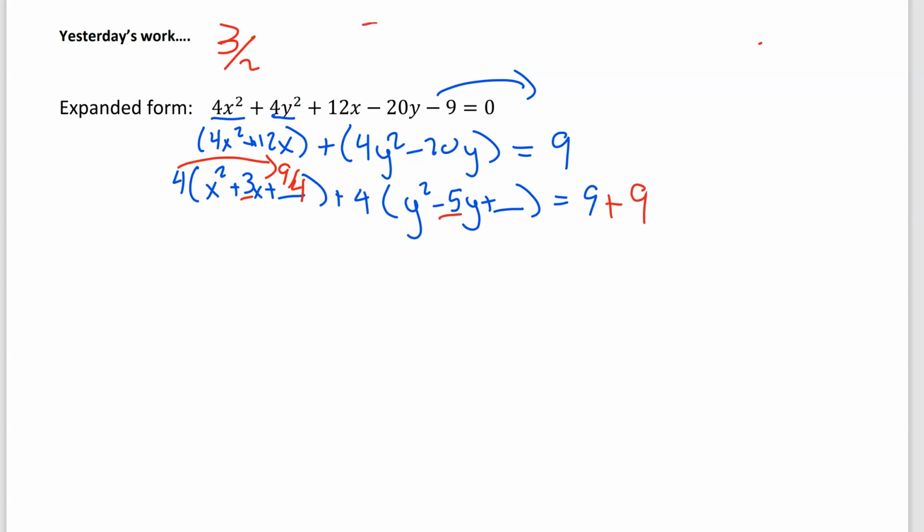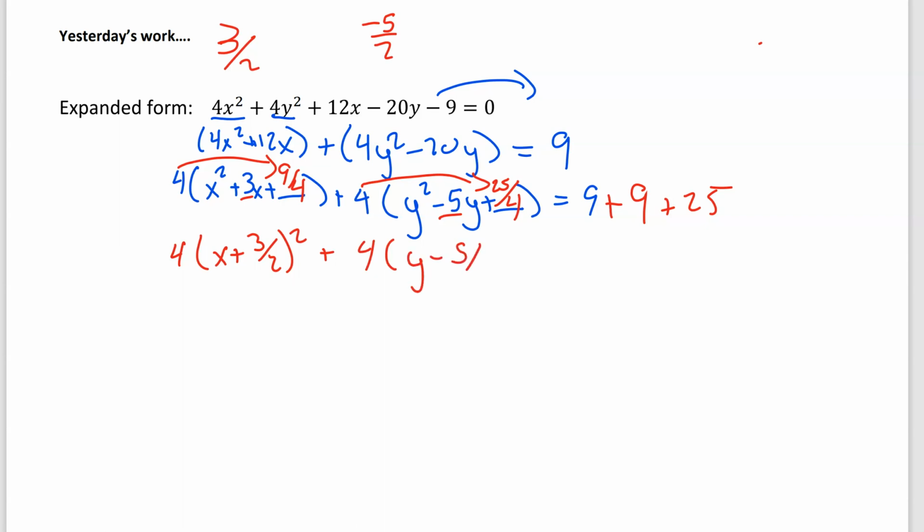Half of -5 is -5 halves. -5 halves squared is 25/4. But again, when I multiply it by 4, the 4 cancels out. We're left with 25. So we've got 4 times x plus 3 halves squared. Let's see, 9 and 9 is 18, and 25 is 43.